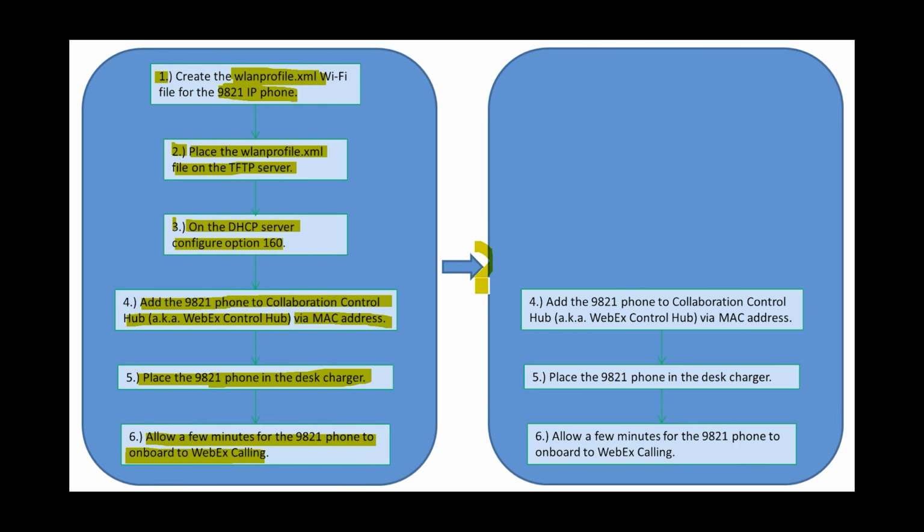So this is where we go into the second phase, now that we already have the first 3 steps completed. From this point on, we can start off with step number 4. The next phone we're going to add to WebEx Control Hub via MAC address. Then we place it into the desk charger, step 5, and step 6, we allow a few minutes for it to be onboarded to WebEx Calling. So this really speeds up the workflow of adding additional phones to our environment for deployment, because now we're just doing steps 4, 5, and 6. It really helps using this desk charger with the DHCP option 160.